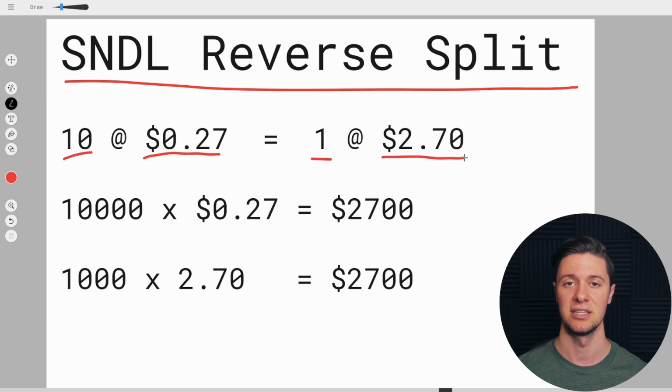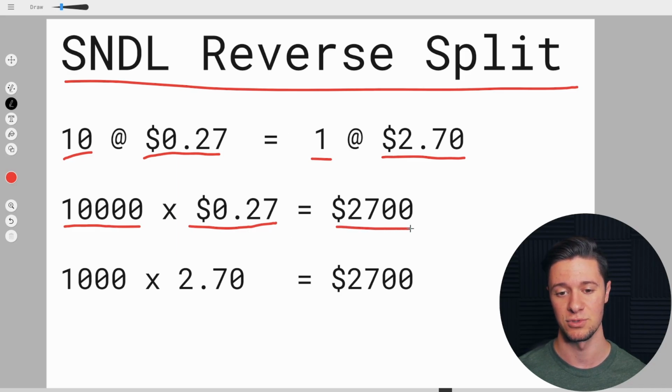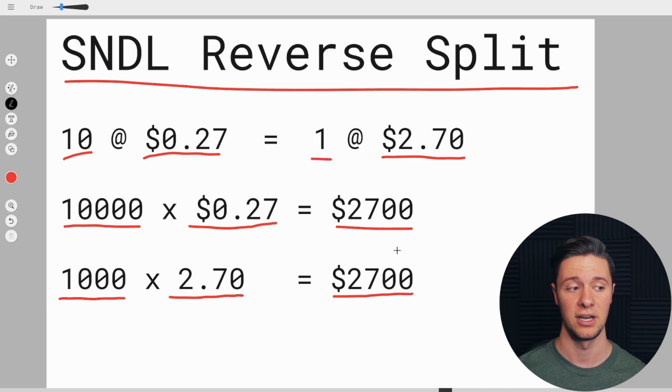So essentially, they kept the value of your account the same by changing the number of shares, but also the value of the shares by the same ratio. Simplifying this to an example, if you had, say, 10,000 shares of Sundial at 27 cents, that would mean your account value is $2,700. Now, after the split, you would actually have 1,000 shares at $2.70, also with an account value of $2,700. So all in all, this hasn't actually changed the market cap or your account value regarding Sundial. It's just the number of shares available and the price.